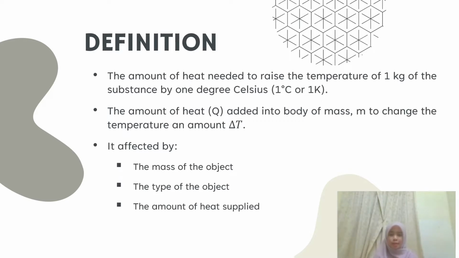So, what is the heat capacity? Heat capacity is the amount of heat needed to raise the temperature of 1 kg of the substance by 1 degree Celsius or 1 Kelvin. It is also defined as the amount of heat, with symbol Q, added into a body of mass to change the temperature, with the amount of change given the symbol delta T.